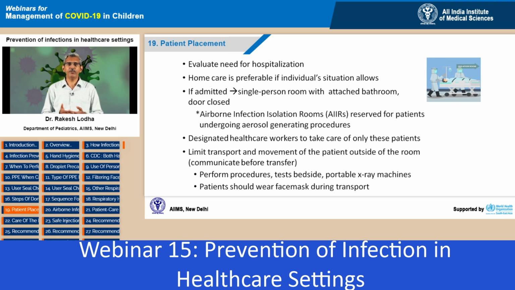One should evaluate the need for hospitalization. Home care is preferable if individual situation allows, particularly for mild infections and asymptomatic people. If admitted, a single person room with attached bathroom with the door closed is advisable. Airborne infection isolation rooms are reserved for patients who undergo aerosol generating procedures like nebulizations or those who may need intubation and ventilation. These should be designated healthcare workers to take care of only these patients.